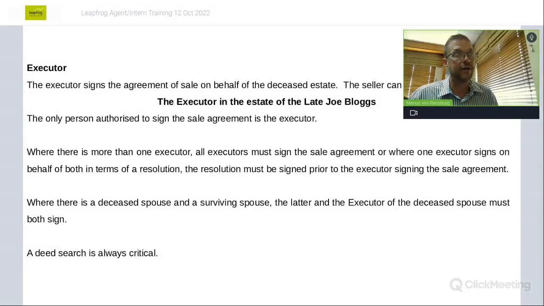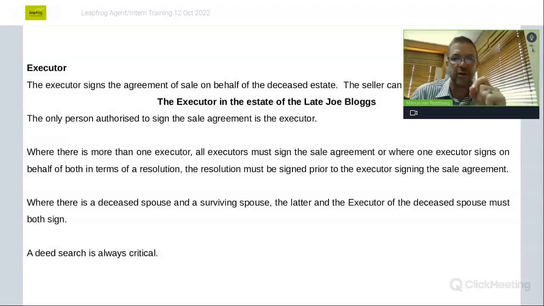Now, what sometimes happens is, say, for example, dad dies, mom comes to you, or son comes to you and says, listen, I have been appointed the executor in my father's estate and I want you to market this property. What he is really saying is, the will appoints me as executor. So I'm the executor in waiting. I'm not the executor yet. I haven't been appointed by the Master of the High Court yet. I'm going to be appointed, but I'm not yet appointed.